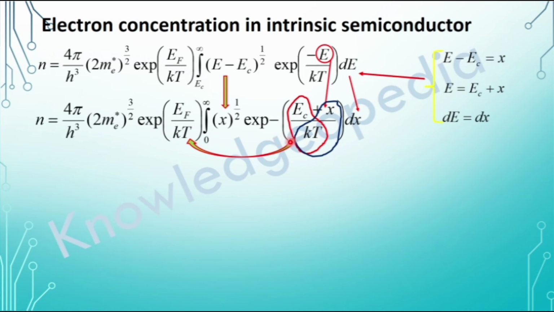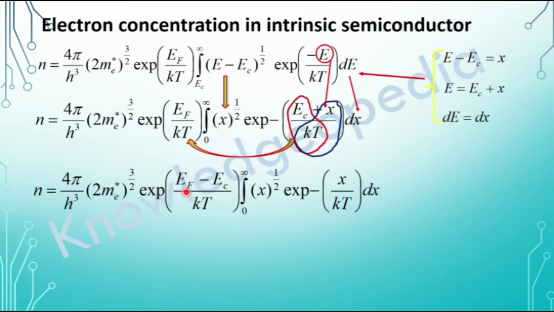So taking this outside the integration and merging that with this exponential term, this is exponential EF by kT and here it is exponential minus EC by kT. If we merge these two terms, this will become exponential EF minus EC by kT. And inside the integration, we are left with exponential minus x by kT and x to the power half. So we have to do the integration for this term now.